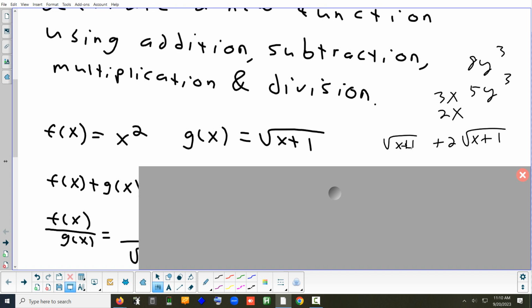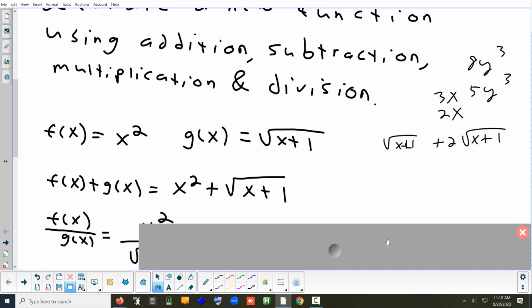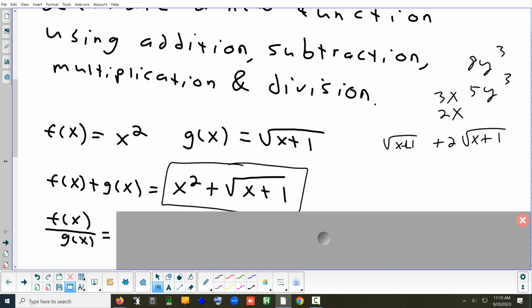So when you add f of x to g of x, all you can really do is write down, here's my new formula, and there's nothing we can combine. It's just x squared plus the square root of x minus 1. Sometimes it will combine. Okay? It just depends on the original problem.